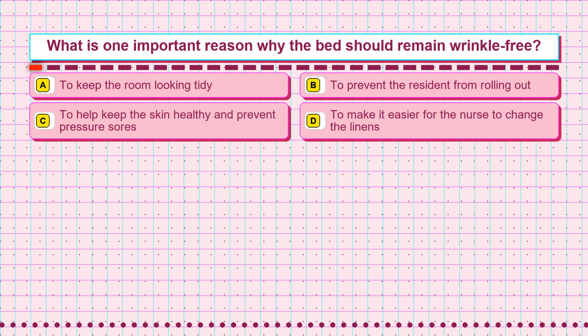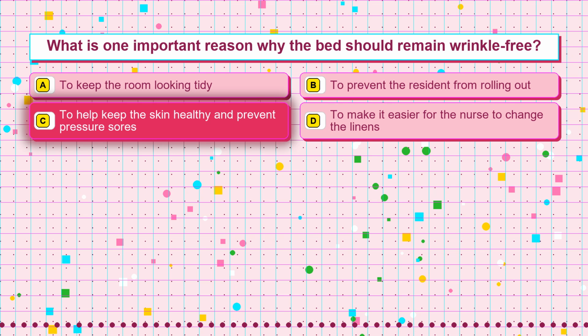Question 61. What is one important reason why the bed should remain wrinkle-free? Option A, to keep the room looking tidy. Option B, to prevent the resident from rolling out. Option C, to help keep the skin healthy and prevent pressure sores. Option D, to make it easier for the nurse to change the linens.